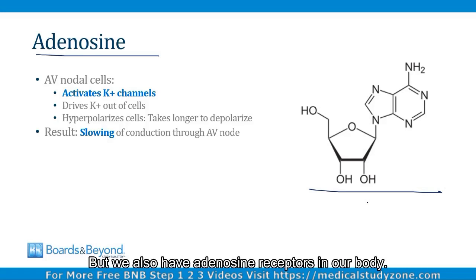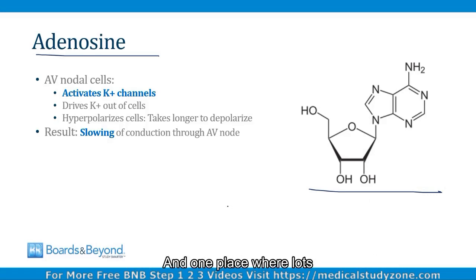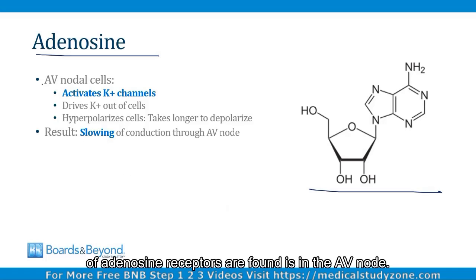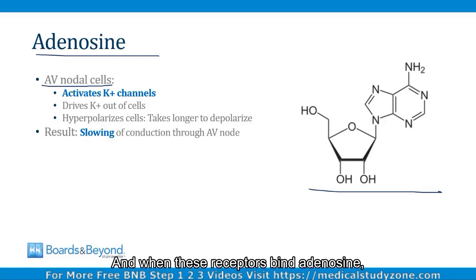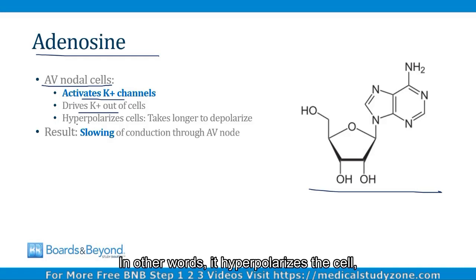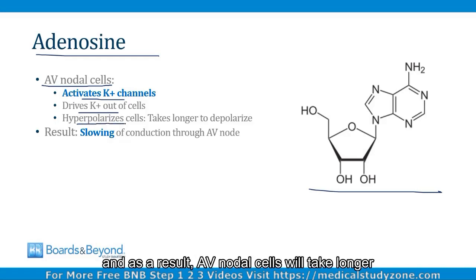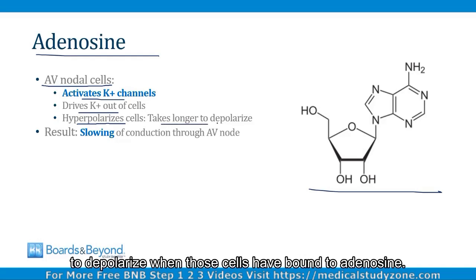But we also have adenosine receptors in our body, and one place where lots of adenosine receptors are found is in the AV node. And when these receptors bind adenosine, this activates potassium channels and drives potassium out of cells. This causes the voltage across the cell to become more negative. In other words, it hyperpolarizes the cell, and as a result, AV nodal cells will take longer to depolarize when those cells have bound to adenosine.